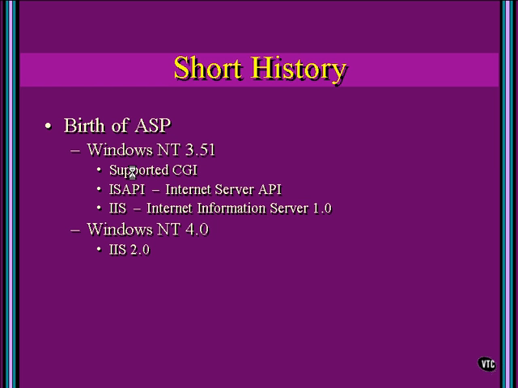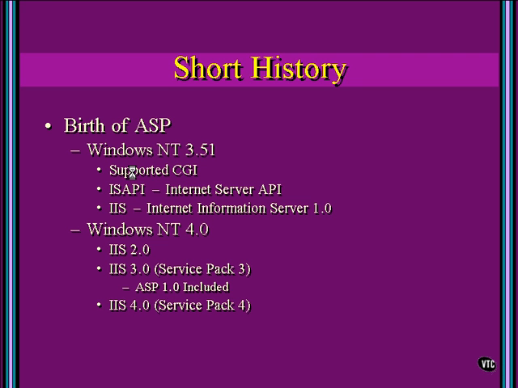When Windows NT 4.0 came out, IIS was upgraded to version 2.0, so the web server grew up a little bit. And then IIS 3.0 was introduced with Service Pack 3, and with Service Pack 3 we saw the first instance of ASP, and this was ASP 1.0. And this introduced the world to Active Server Pages as we know them.